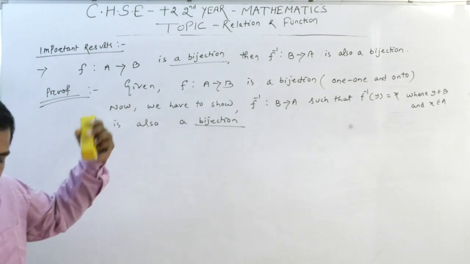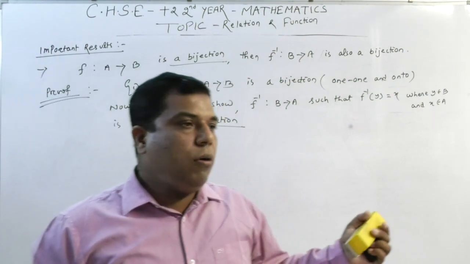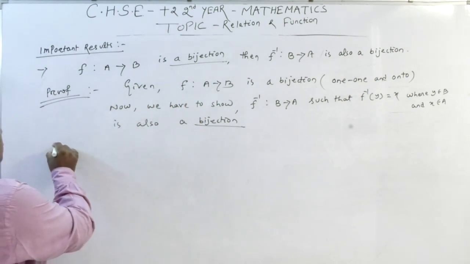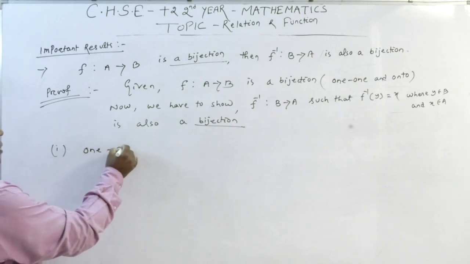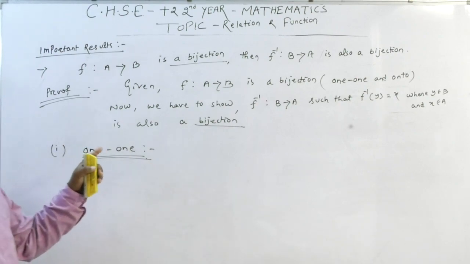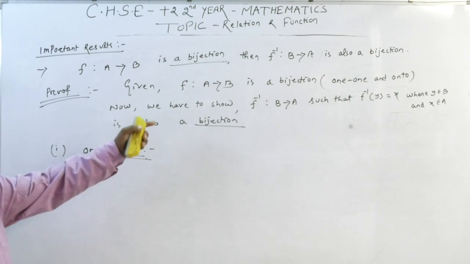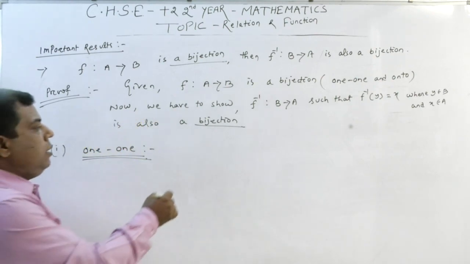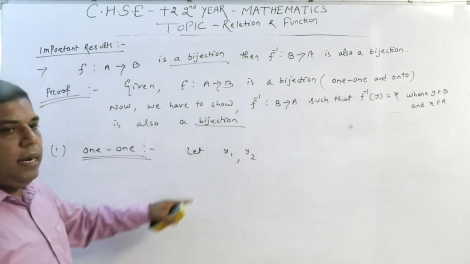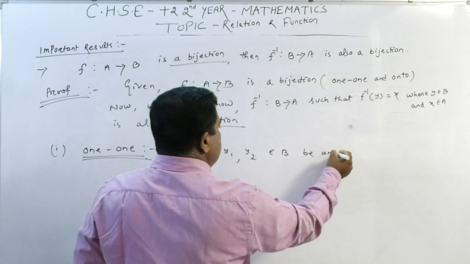So now we are going to show that it is one-one in nature. To verify, we go for the one-one condition, and we check whether the function, the inverse function in the reverse process, is one-one or not. For it, we take any two elements y1 and y2 belonging to B.